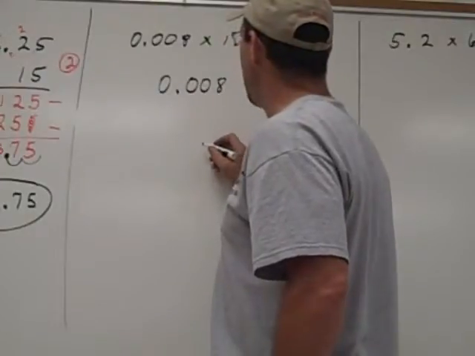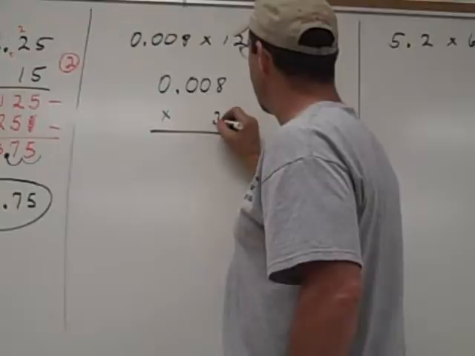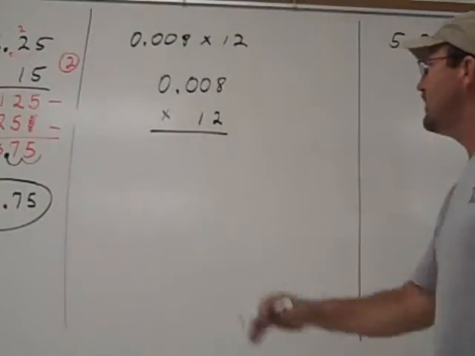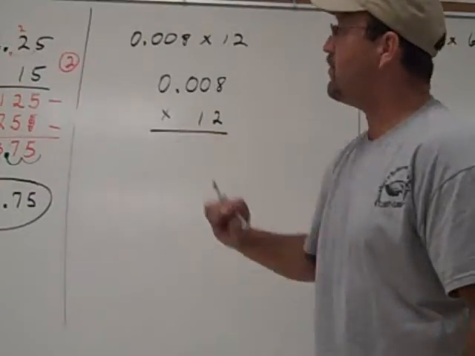So 0.008, 8 thousandths, multiplied times 12, the 2 and the 1 underneath the first 2 digits. We do not stack decimals. Do not stack decimals on multiplying decimals. You stack the digits. And now we got to stack. Let's get our multiplication correct.